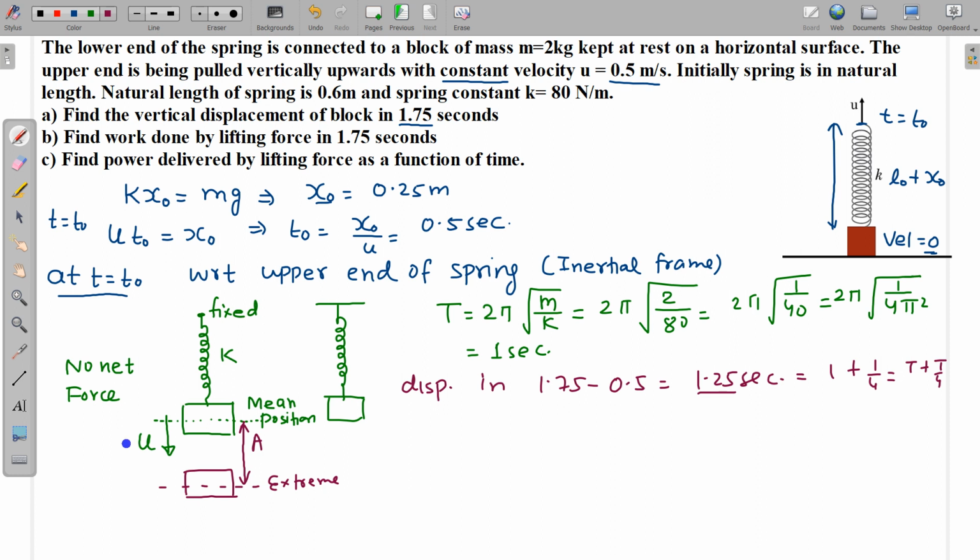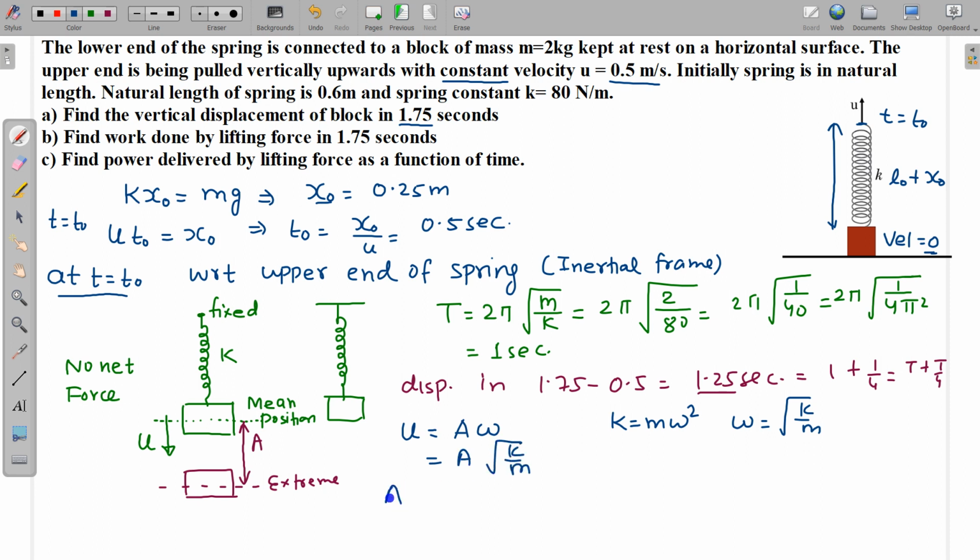So at the mean position, we know the velocity is equal to u. We have to find the amplitude, and there is a famous relation in SHM: the maximum velocity, or velocity at the mean position, which is the maximum speed, is equal to amplitude times angular frequency. From the relation k is equal to m omega square in SHM, omega can be written as under root k by m. So this is A under root k by m.